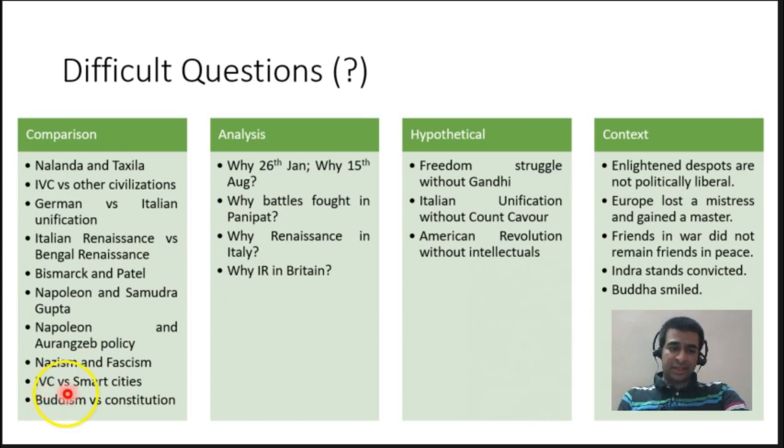And later, there are much more difficult types of questions, like compare and contrast Buddhism not with Jainism, but Buddhism with the Indian Constitution. What principles of the Indian Constitution are derived from Buddhism? Now this is where it becomes even more difficult for students. This is the first type of question, what we call comparison based questions. The second type of questions are called analysis based questions.